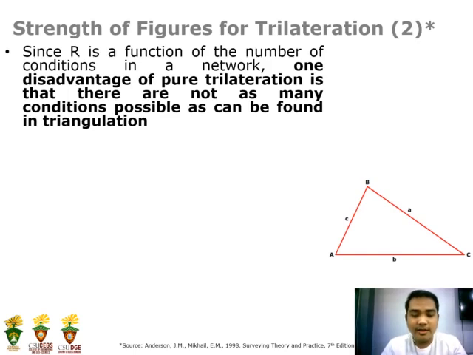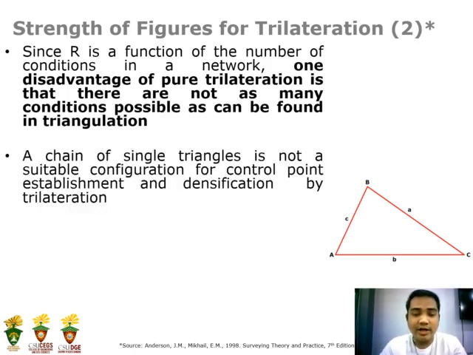Disadvantage kumbaga, no? And a chain of single triangles is not a suitable configuration for control point establishment and densification by trilateration. Again, chain daw kuno of single triangles is dili siya suitable, no, for establishment and densification of control points using trilateration. So dili siya suitable si chain of single triangles.